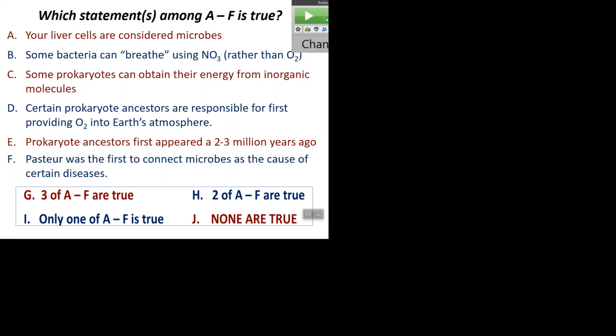So the ones that are false here, just to point out, that's false because you want to change millions to billions. Add three more zeros there to make that a true statement. It's false as written. F wasn't the one to connect the, although we'll talk about that. It was Koch who did that, the germ theory of disease. And liver cells, that's kind of A, the first thing we're going to touch on, that idea of defining a microbe. Any questions about that? Okay?